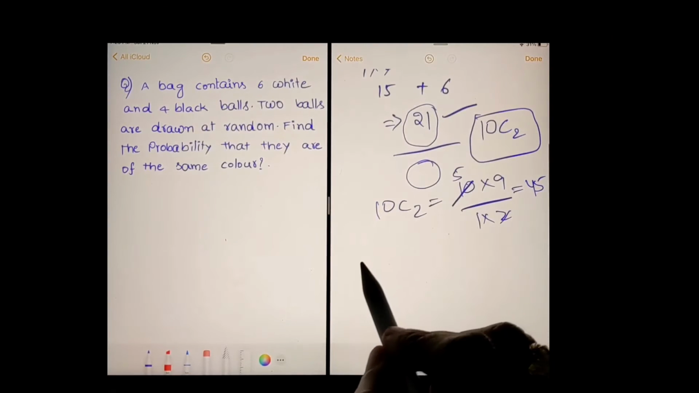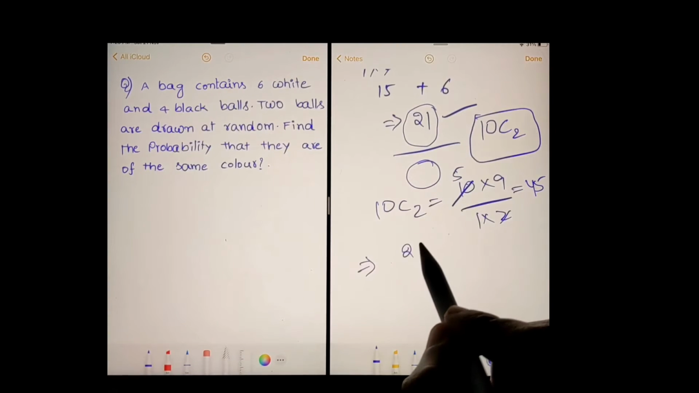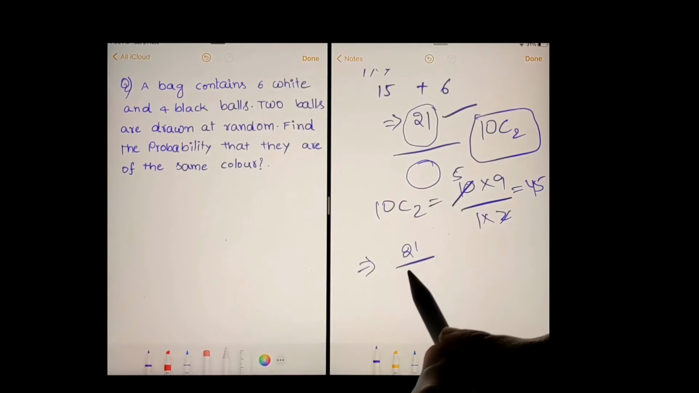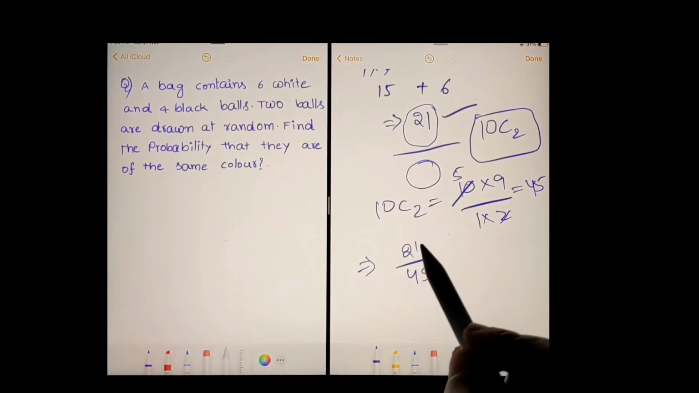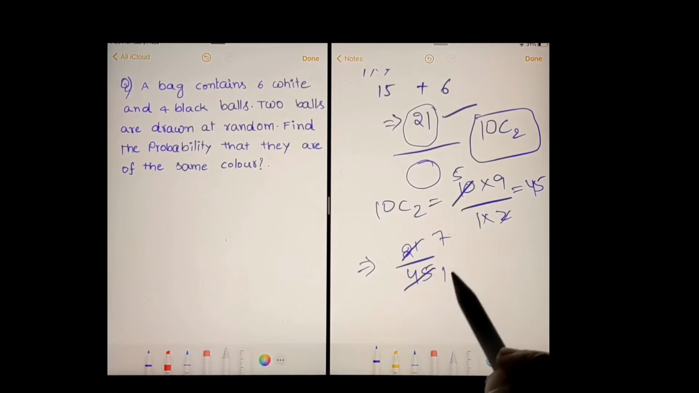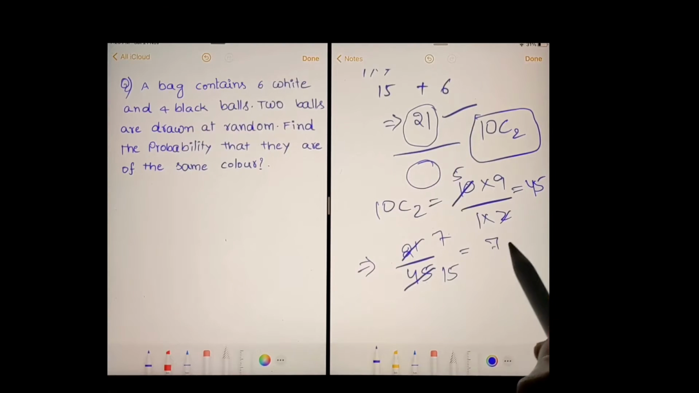So the final probability is expected number of possibilities, that is 21, and total possibilities, that is 45. 3 7s are 21 and 3 15s are 45. So 7 by 15 is the answer.